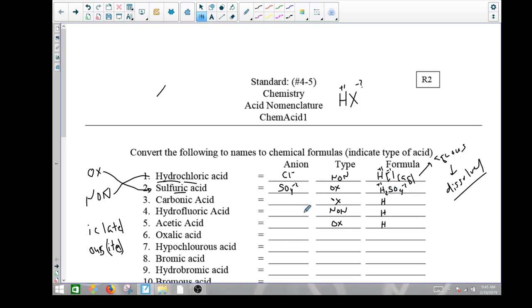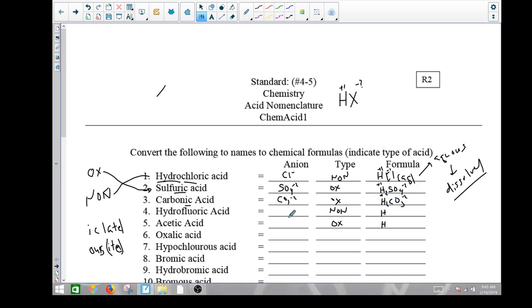Next one, we'll go a little faster. Carbonate. Look on your ion sheet: CO3 minus 2. So CO3 minus 2, plus 1, 2 goes right there.